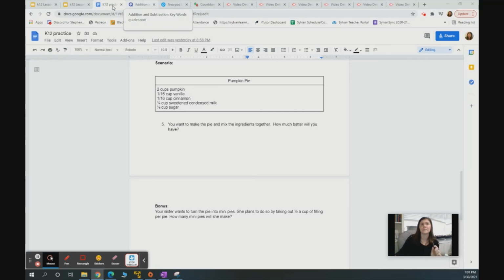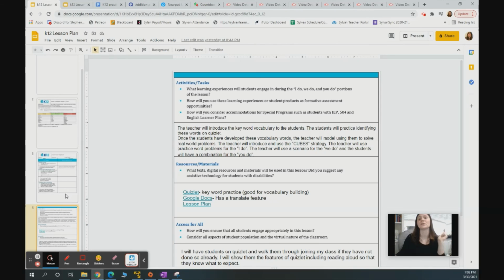Let's see if there's anything I missed. So like I said, I highlighted the keywords and the vocabulary. Keywords and vocabulary are so important with the kids that really struggle with this stuff, because you have to be able to read past all the fluff and see what actually matters. And that's really where the CUBES strategy is great for them.